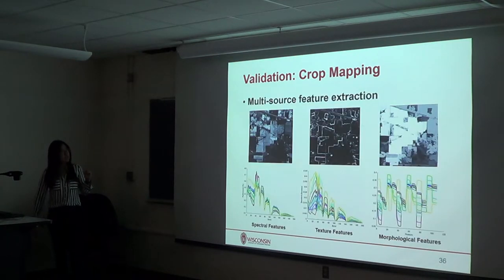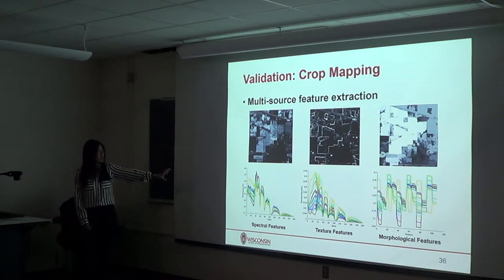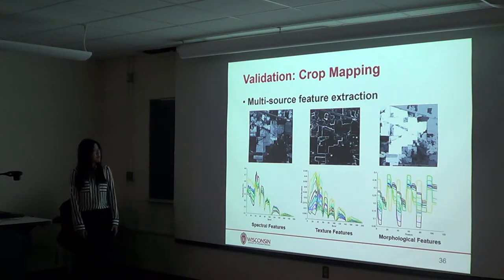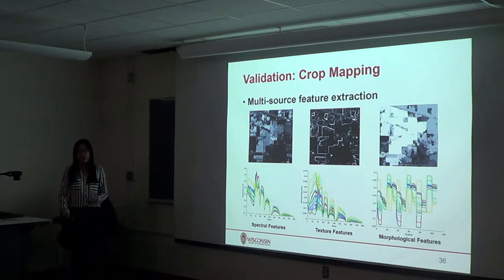Firstly, based on this data set, I extracted three types of features. One is the commonly used spectral features, but the crops tend to look similar to each other. The spectral features could not distinguish them very well. And I also extracted the texture features and morphological features from the same data set. Now I have these three data sources.